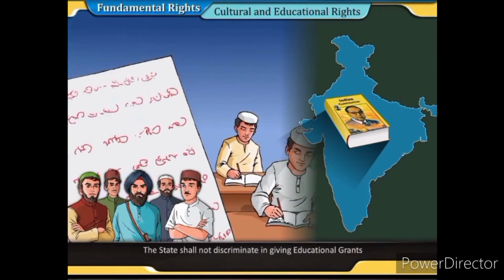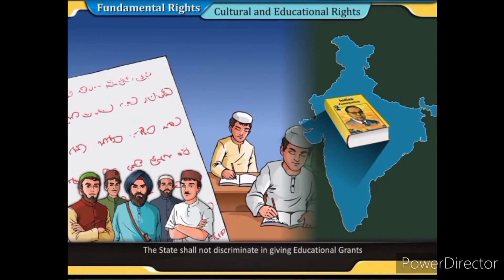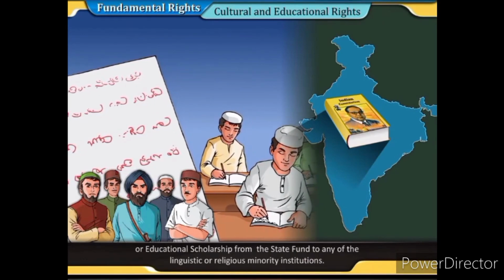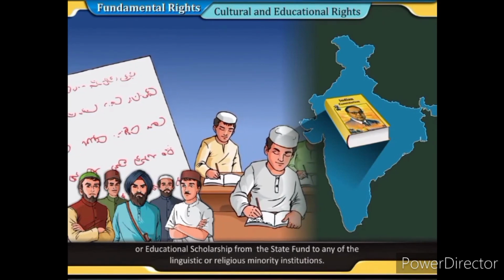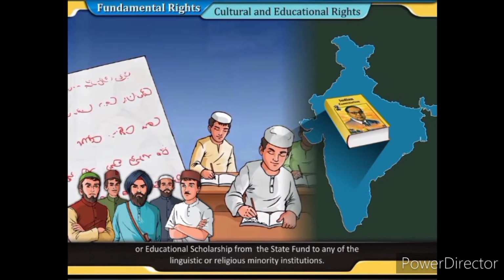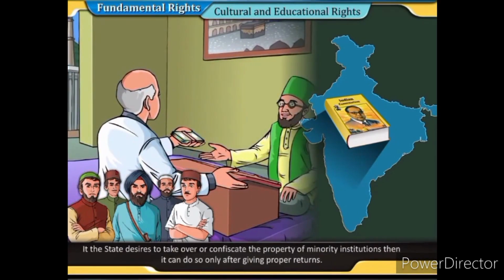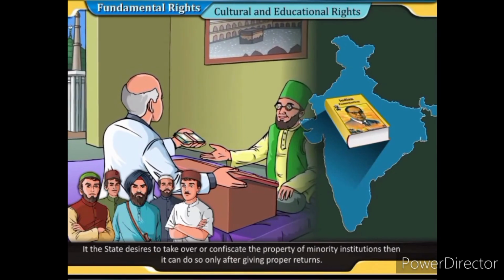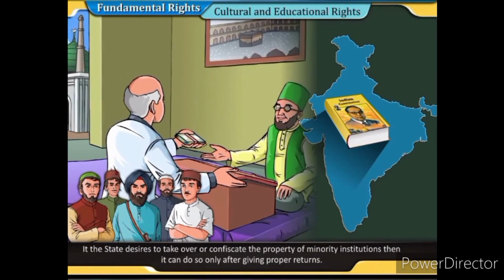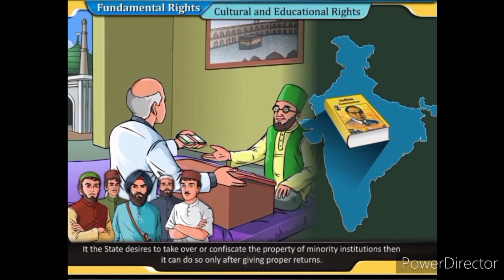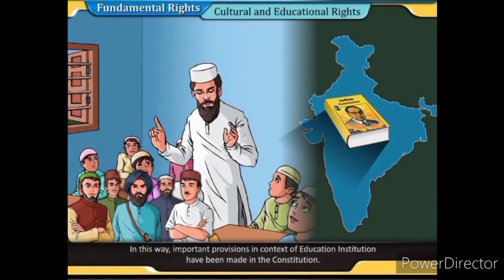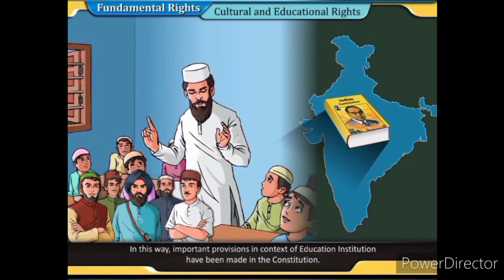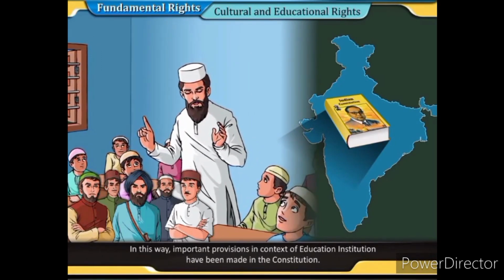The state shall not discriminate in giving educational grants or educational scholarships from the state fund to any linguistic or religious minority institutions. If the state desires to take over or confiscate the property of minority institutions, then it can do so only after giving proper returns. In this way, important provisions in the context of educational institutions have been made in the Constitution.